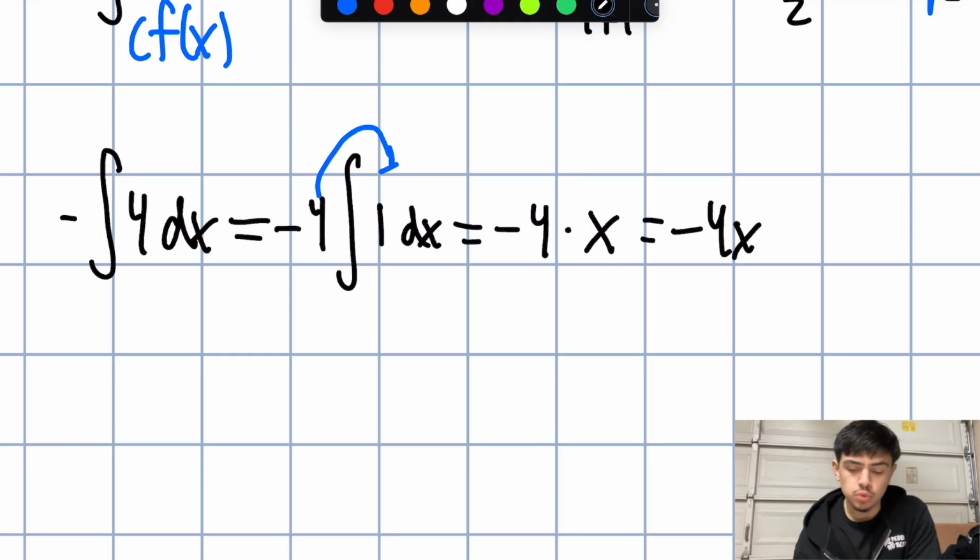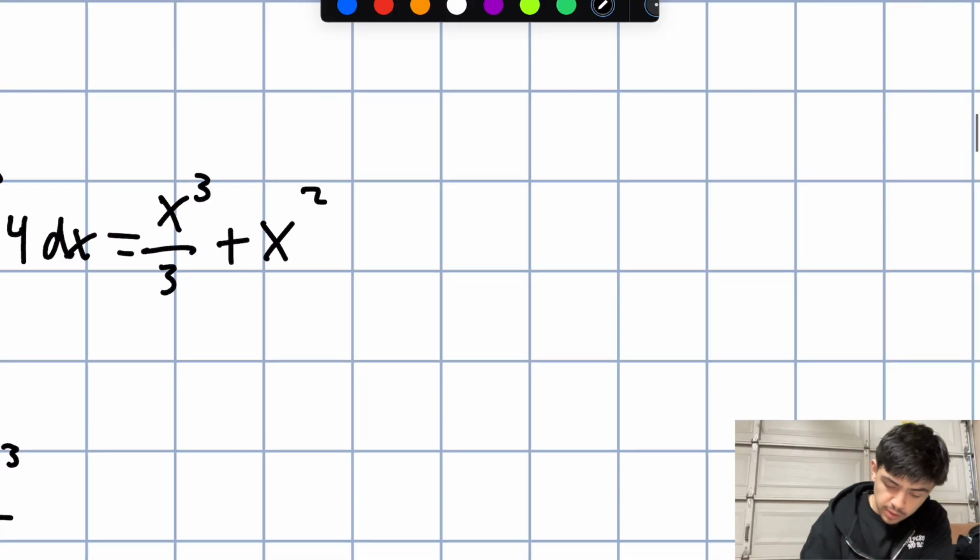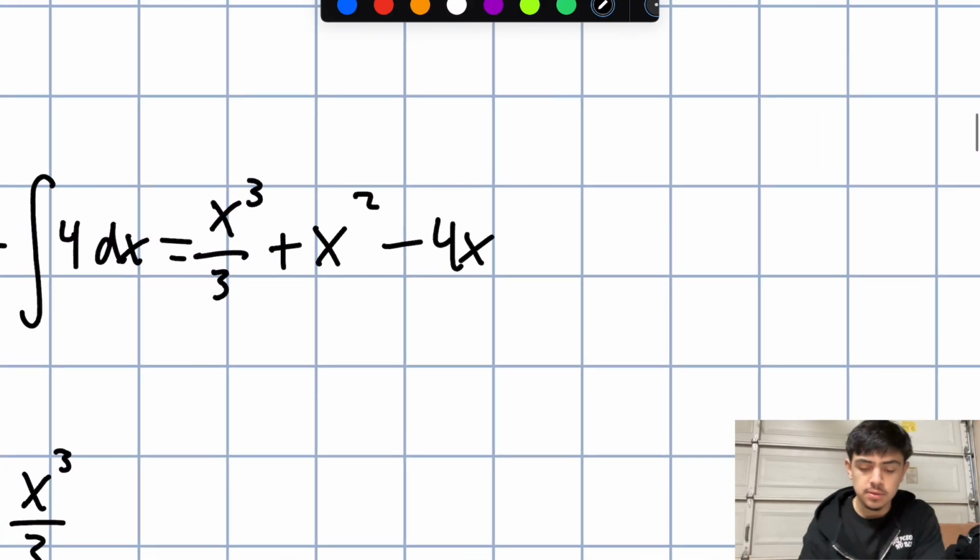This makes intuitive sense, right? What's the derivative of just x? It's 1. So that's why it's just x. Let's go ahead and add this to our final answer up here. We're going to put a minus 4x. And that's the final answer. One more step, almost forgot.